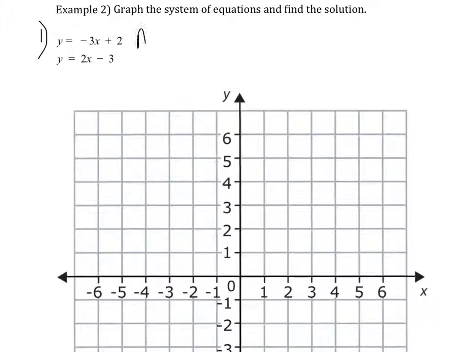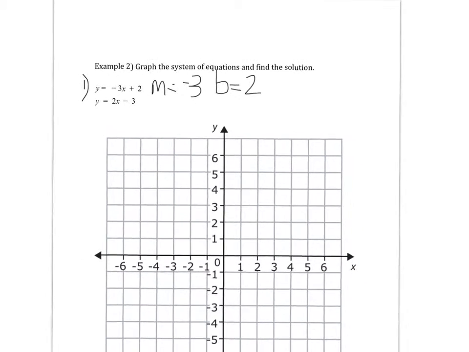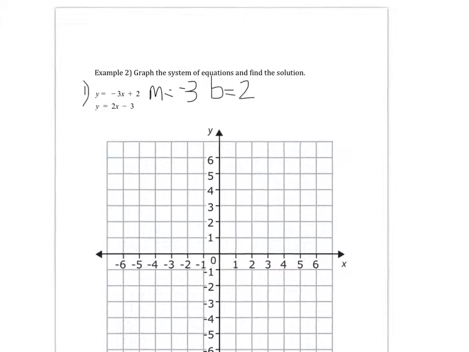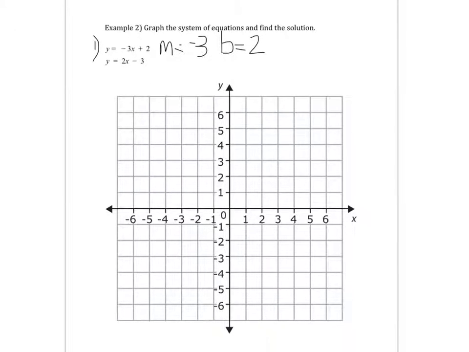In that equation, what is my m? And remember, m is your slope. My m is -3. My y-intercept, or my b, is equal to 2. So now I'm going to go ahead and graph this equation. Remember when we need to graph a line, I always start at my y-intercept, which is 2. My slope is -3. So instead of rising 3, that means I'm going to go down 3.